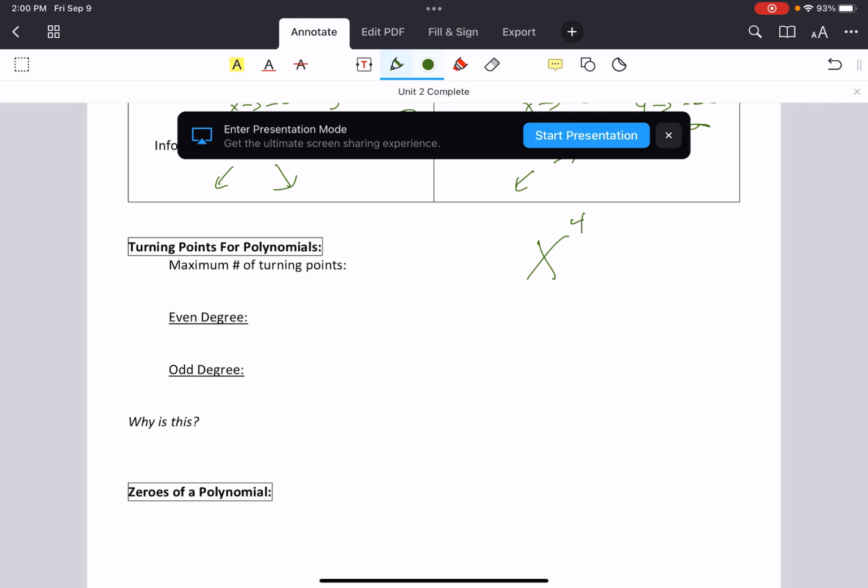Here's what I want you to try and draw. I want you to try and draw for me something that has 4 x-intercepts, ends in the same direction, but has 4 turning points. Try and draw that for me. I want you to try and draw for me something that has 4 x-intercepts, ends in the same direction, and has 4 turning points.